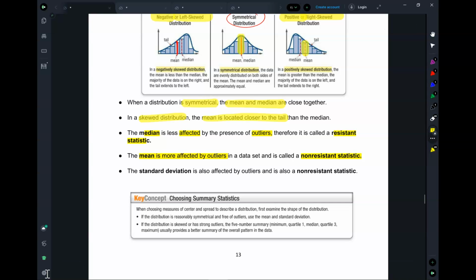So if everybody in a class scores in the 90s and then somebody gets a 50, that outlier changes the average, right? That changes the mean. But it wouldn't change the median. The standard deviation is also a non-resistant statistic.